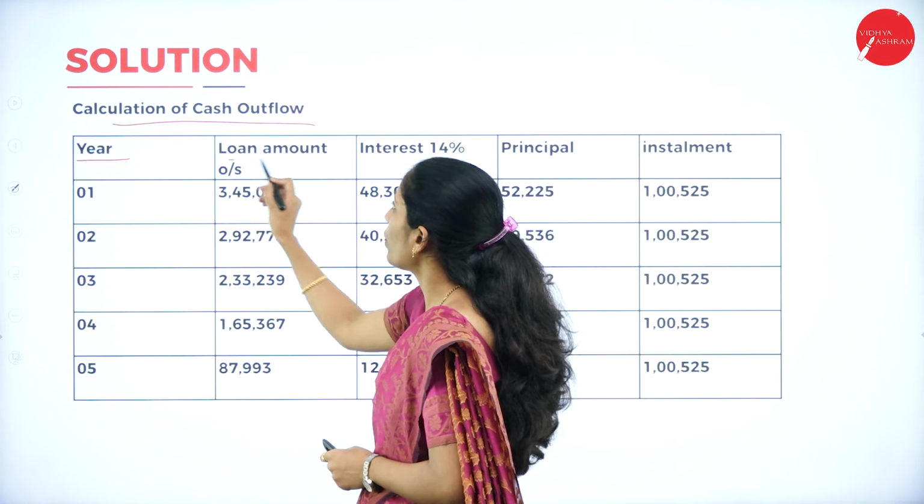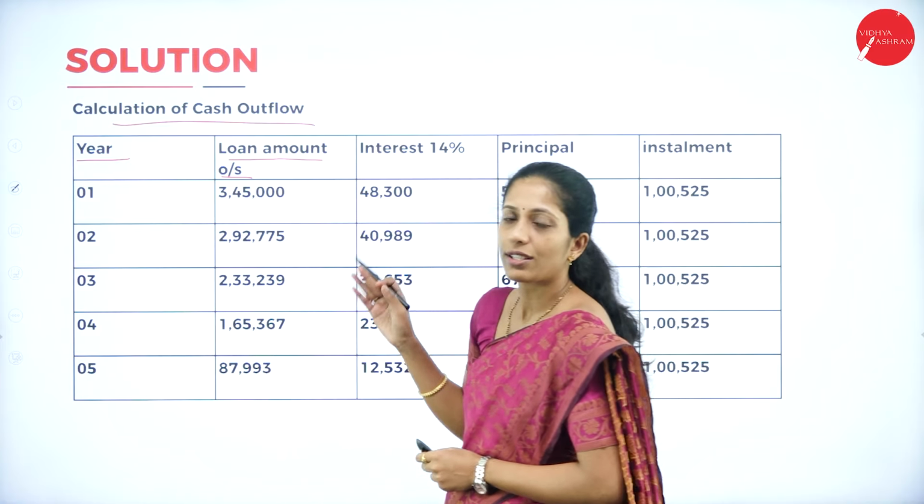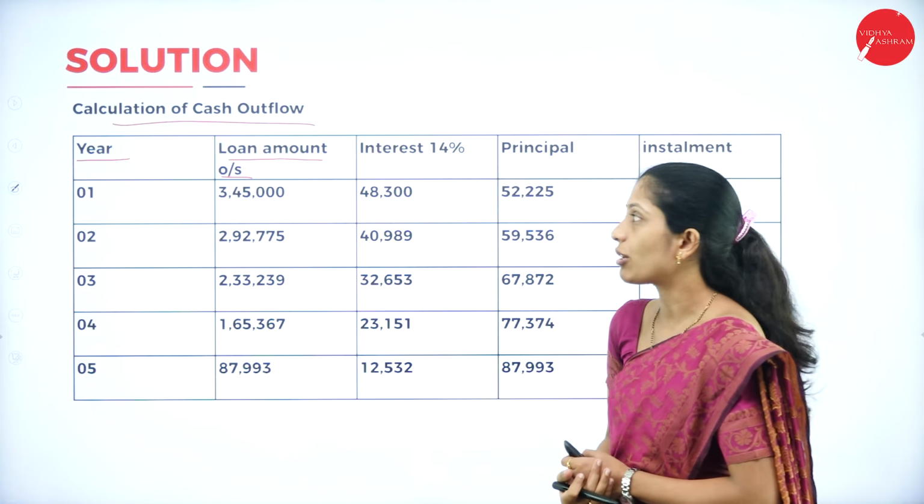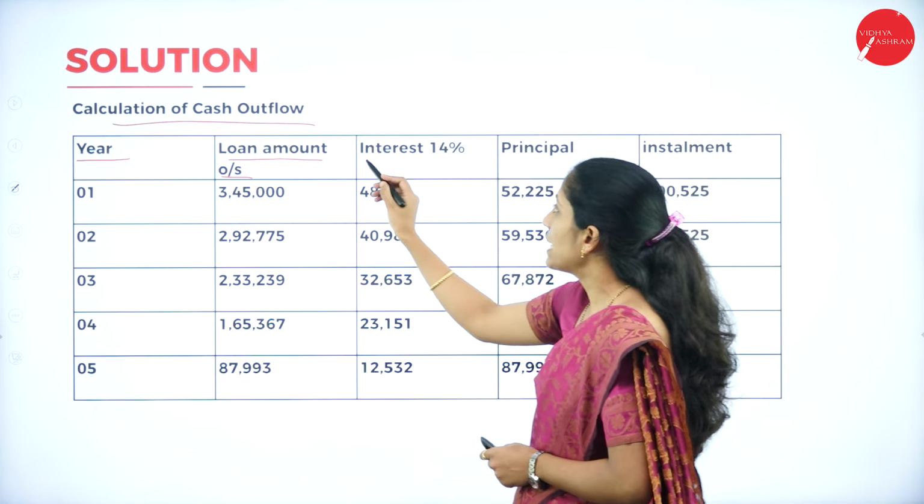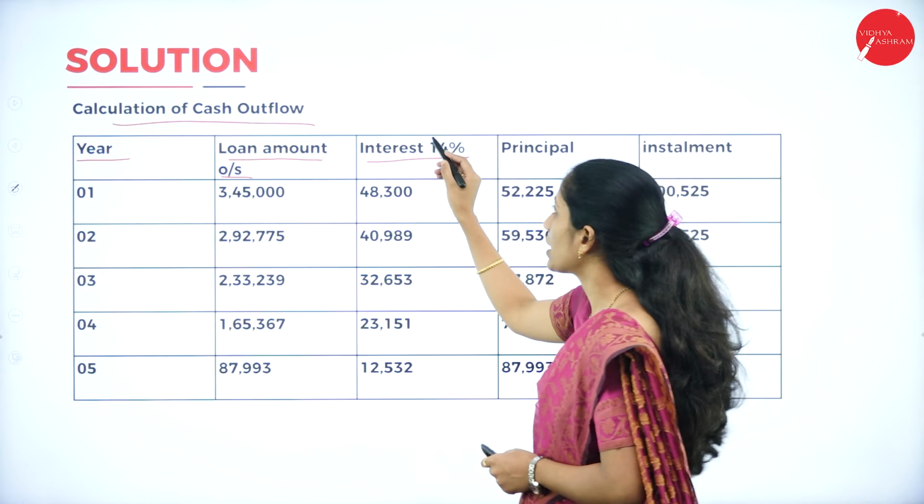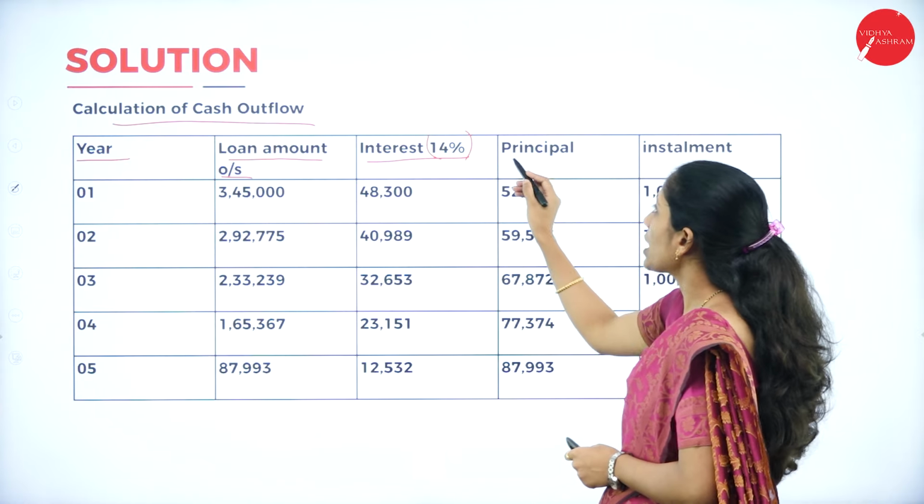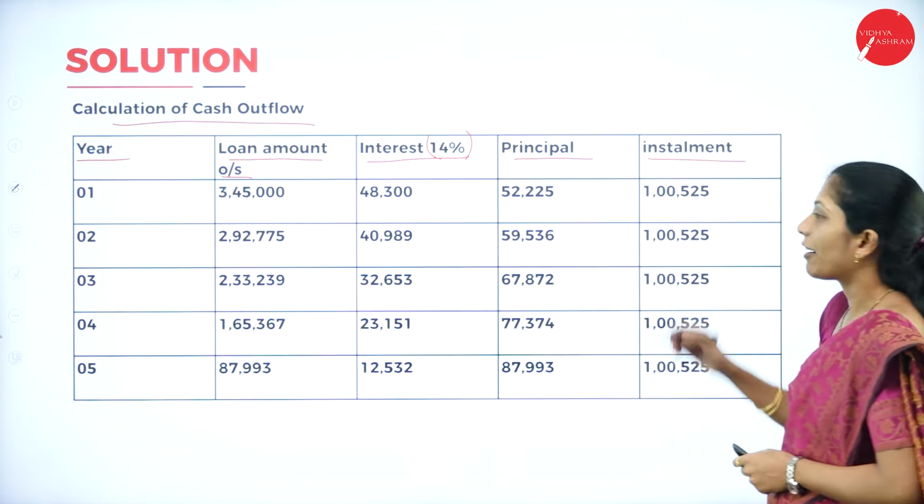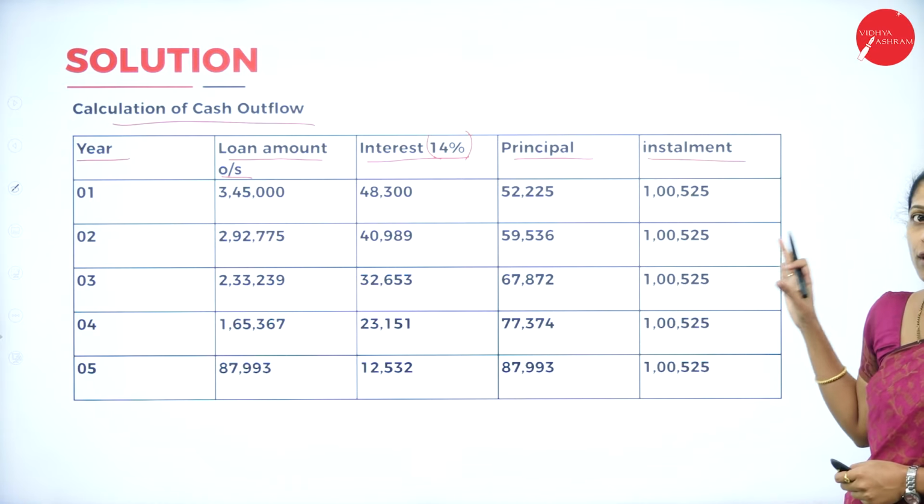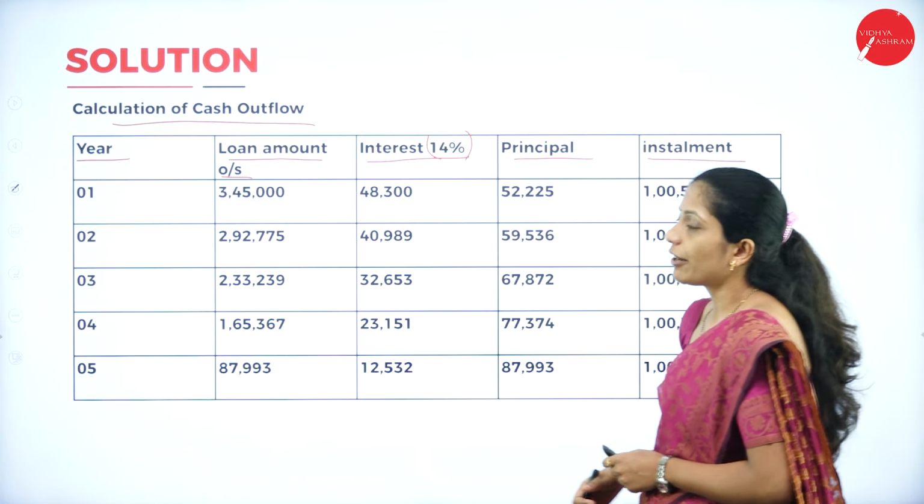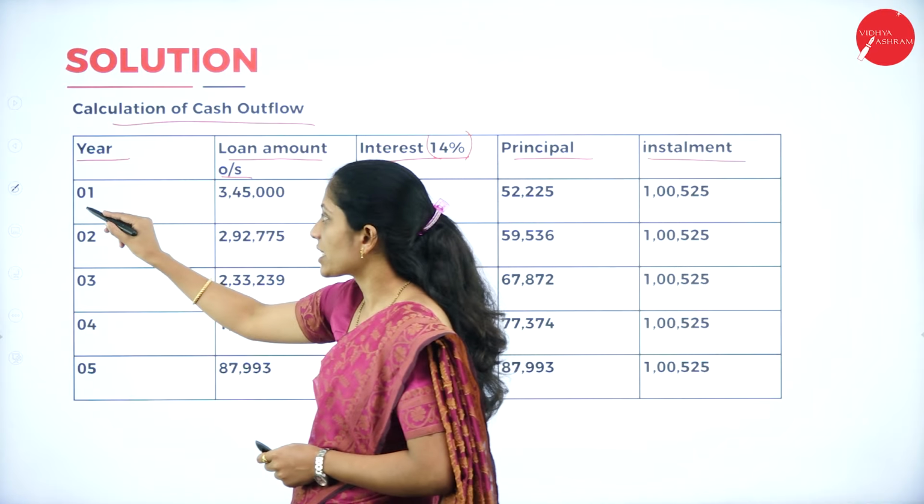Next is loan amount outstanding. So your second column is all about loan amount outstanding. Third column, interest. So how much is the interest? That is 14%. Next, principal amount. Next, we are having installment. So we have to draw the columns. Next, in your first year. So come to the first year.